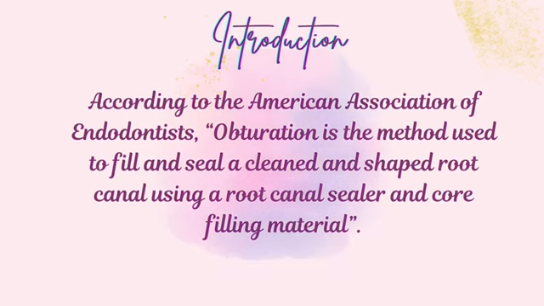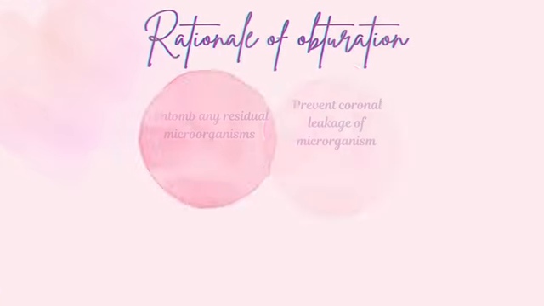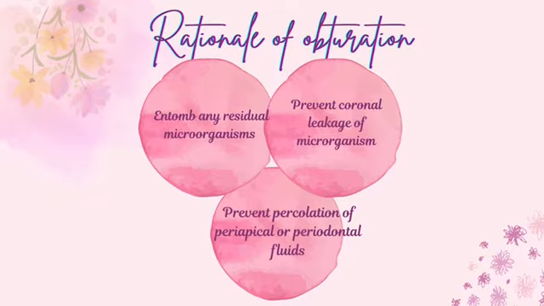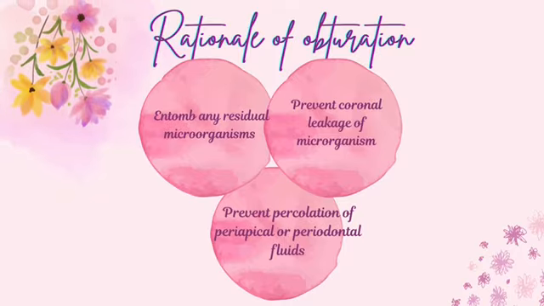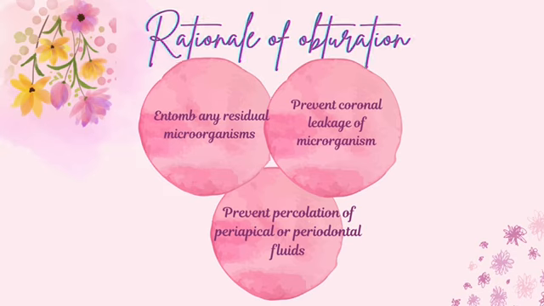In endodontics, obturation is a method used to fill and seal the cleaned and shaped root canals using the root canal sealer and a core filling material. The rationale of obturation is to entomb any residual microorganism, prevent coronal leakage of microorganism, and prevent percolation of periapical and periodontal fluids. In short, the rationale of obturation is to create a hermetic seal that ensures the long-term success of root canal therapy and prevents treatment failure.